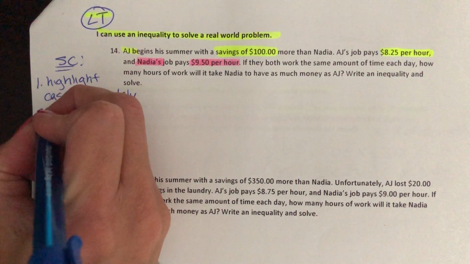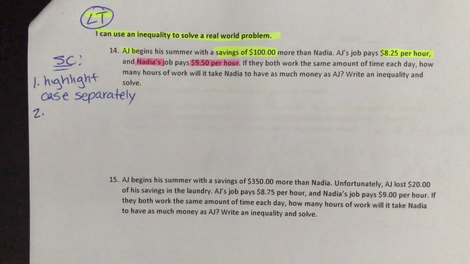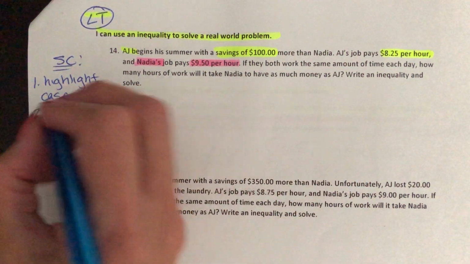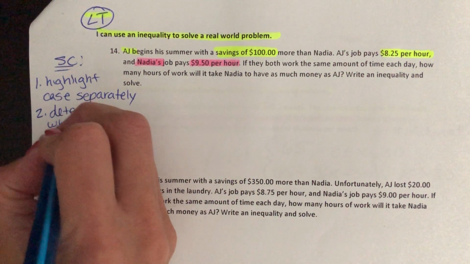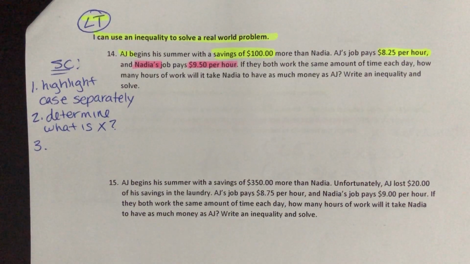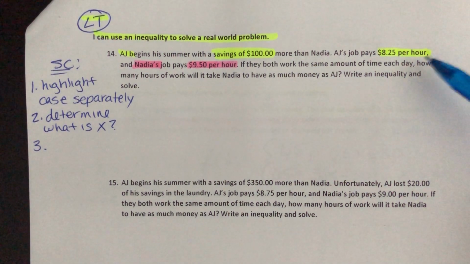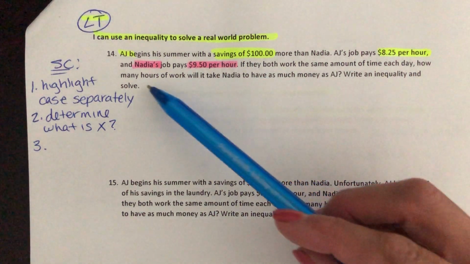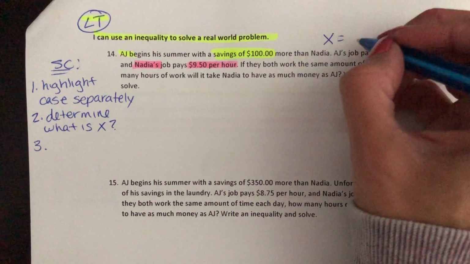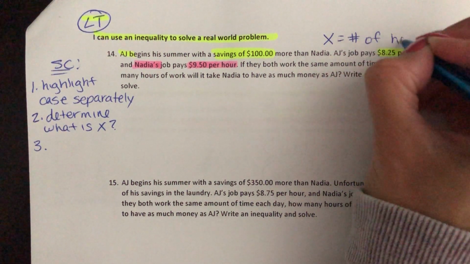So now after I've highlighted my important pieces of information here, I'm going to go back and determine what is X? What is my unknown? Determine what is X. So the variable in this problem is the number of hours. That's what we don't know. That's what we're trying to figure out. How many hours of work will it take? So our X in this case is the number of hours.